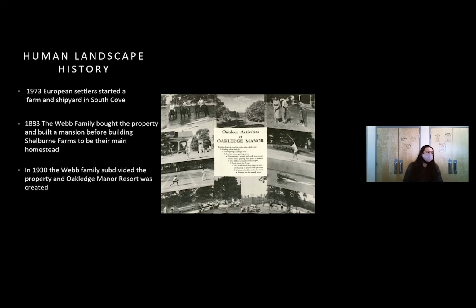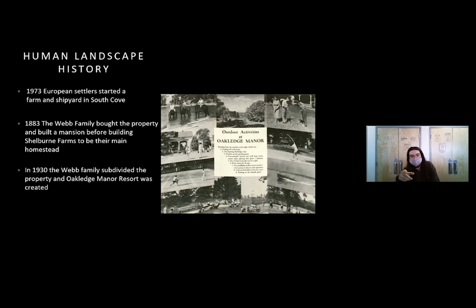Someone pointed out that it's a typo. It should be 1793 European settlers, not 1973. Ah, you know, yeah, that is a typo. Thank you for that. I said that and I thought it sounded a little funny. Appreciate it. But anyways, this Oakledge Manor flyer is kind of an interesting series of old photos here.